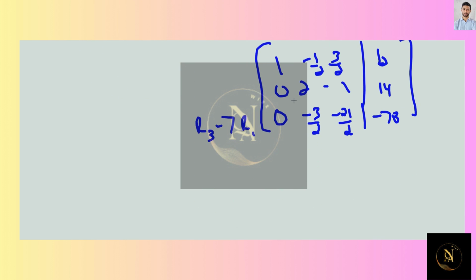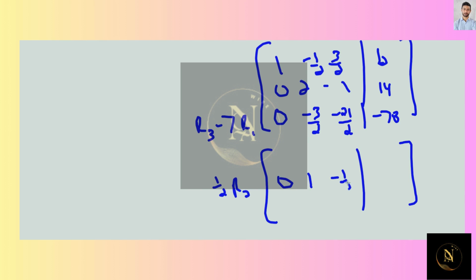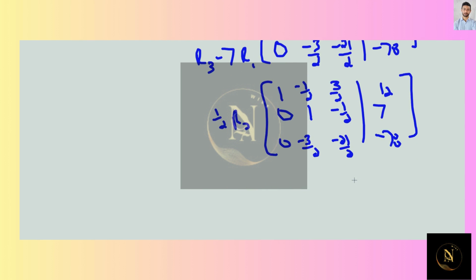Now we need a 1 in row 2. For that, we could just take half of row 2 to get 0, 1, -1 half, 7. Now we'll want to get a 0 in row 1, column 2, and row 3, column 2. So let's go with row 1 first.